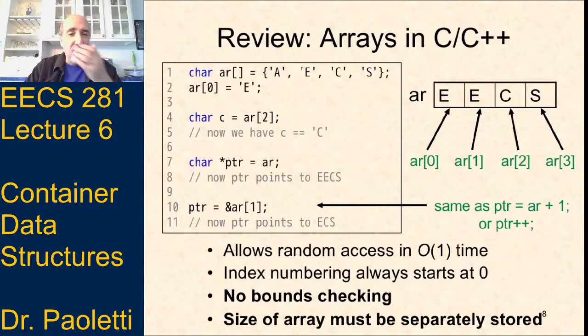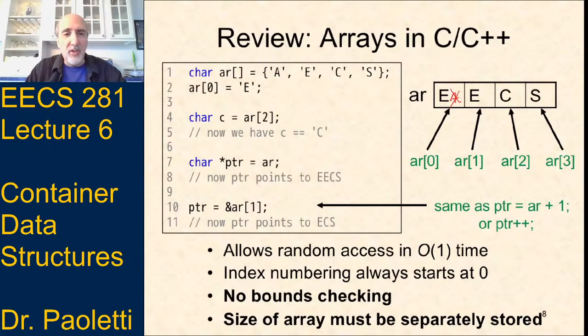Okay, so we've got a little bit of review here. I've got an example here of using an array of characters. So it started out with EECS. It started out with an A here, and then I overwrote the A with an E. I can make a copy of a character.